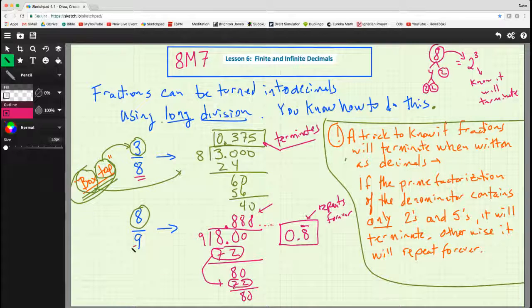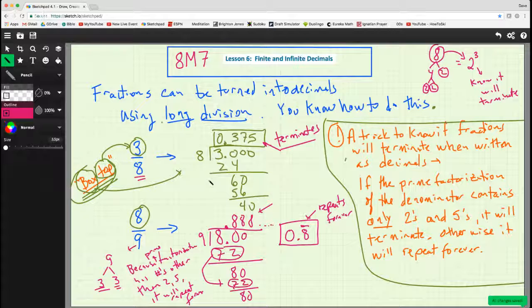Now let's look at this, and we know that this will not terminate because when we take 9 and do a prime factorization, we have these 3's. And so because the prime factorization has numbers other than 2 and 5, it will repeat forever. Okay? So this is the rule.